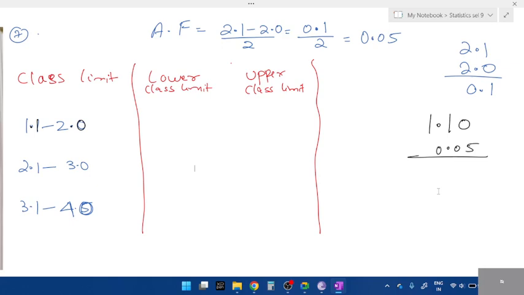Ronald, you can come. Yes. 11 to 20. What will be the middle value? The value for this is 1.15. You add or subtract. 1.05. What's the upper limit you'll got, students? 2, 2 plus 0.05.